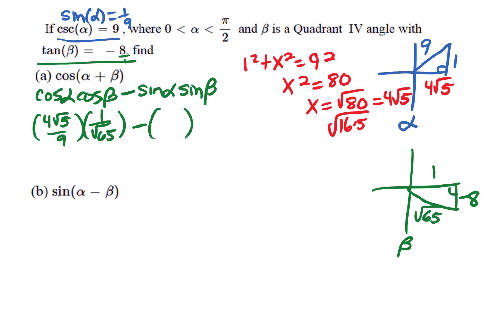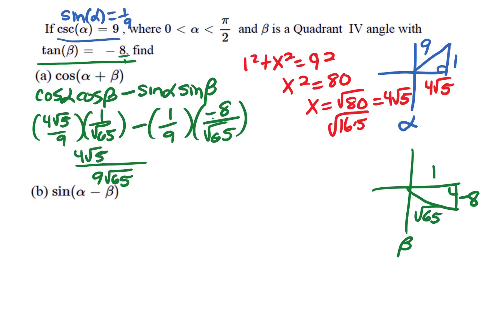Minus, we need sine alpha, back to the alpha triangle. We need opposite over hypotenuse. That's 1 over 9. And then we need sine beta. In the beta triangle, that is opposite -8 over hypotenuse, which is square root of 65. We're going to leave it in exact form, but we're going to combine those fractions. 9 over square root of 65. This first one is 4 square roots of 5. The second one, negative and negative, is positive 8.